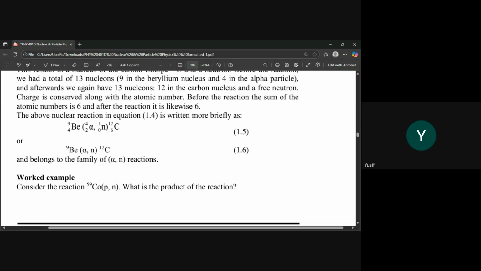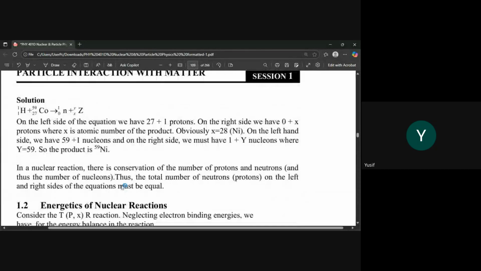So for example, they say consider the reaction: the cobalt 59, then bombard with a proton, gives you a neutron and a certain daughter nucleus. So how are we going to do this? You know the proton is what? You know the atomic number and the mass number. So you can just substitute it there, then you find the neutron. So when you subtract the neutron from it, then you are going to get the mass number of the daughter nucleus that's being produced.